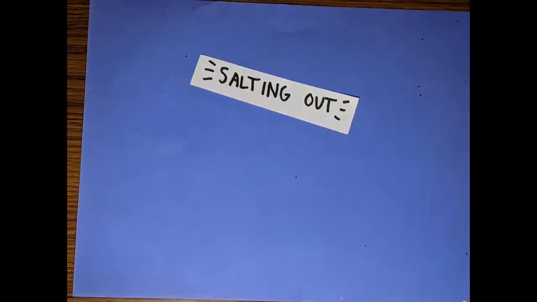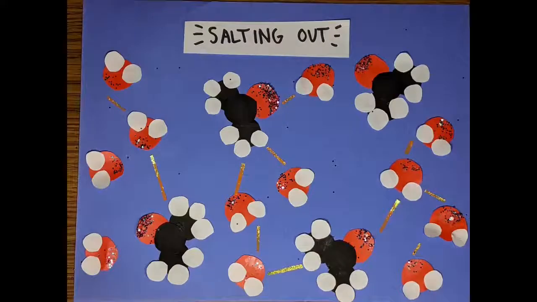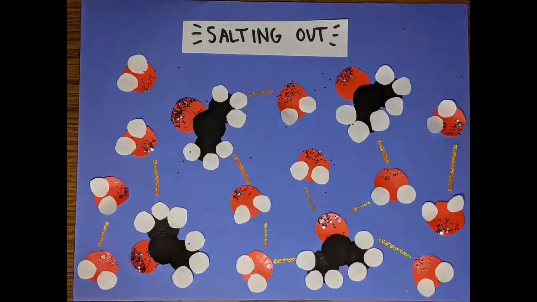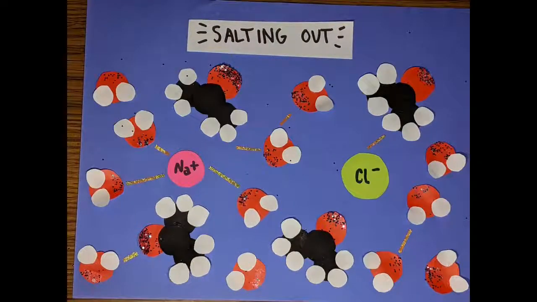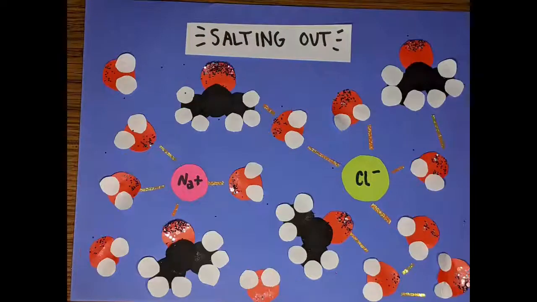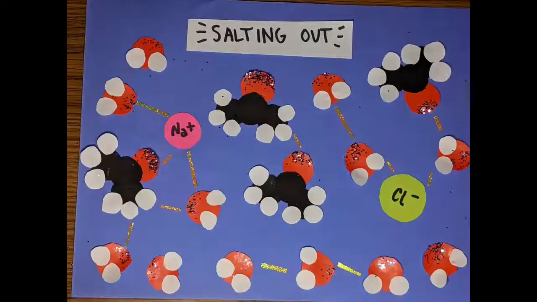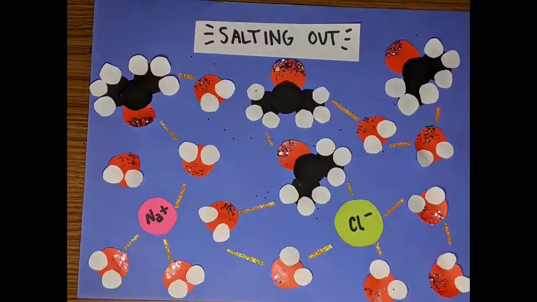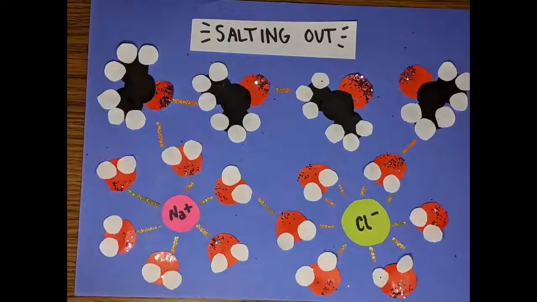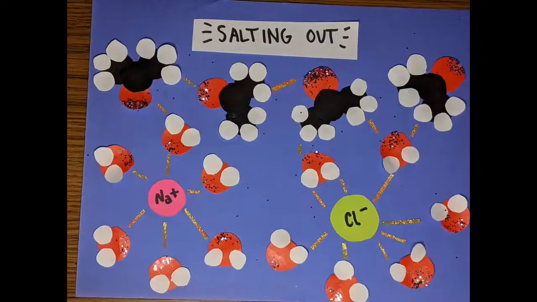Now there's a cool phenomenon that happens called salting out. So if we take our mixture of water and acetone and we add a salt like sodium chloride to the mixture, the water molecules form an even stronger attraction to the sodium and chloride ions than the acetone molecules. So the water molecules surround the sodium and the chloride ions.